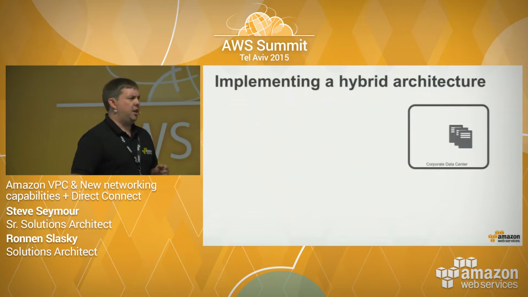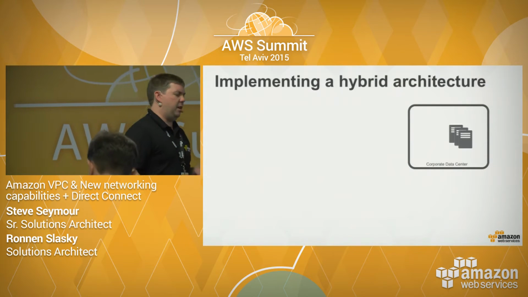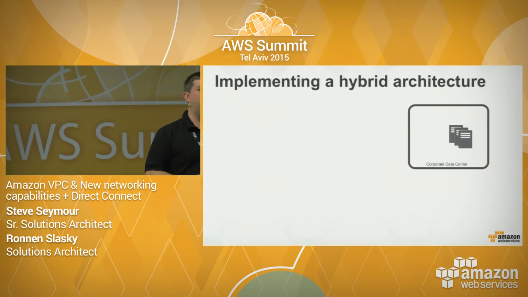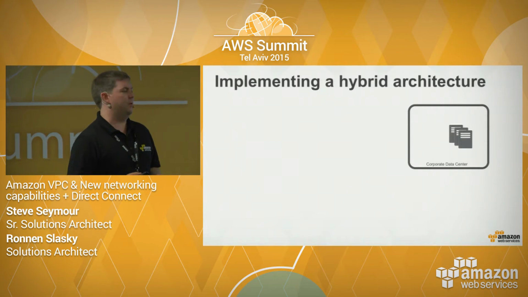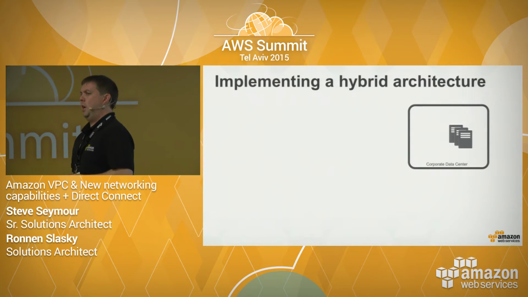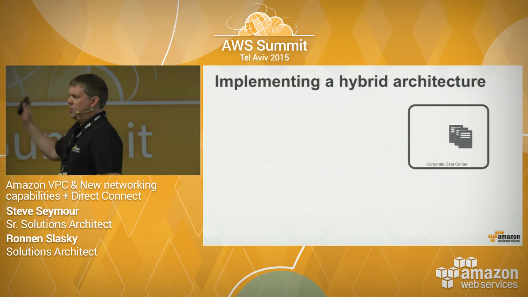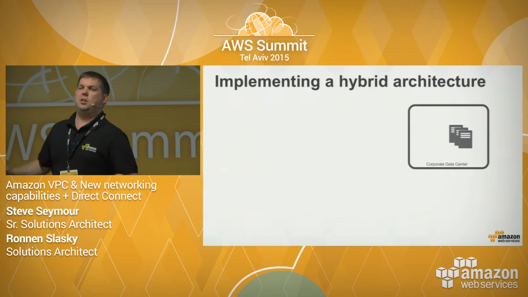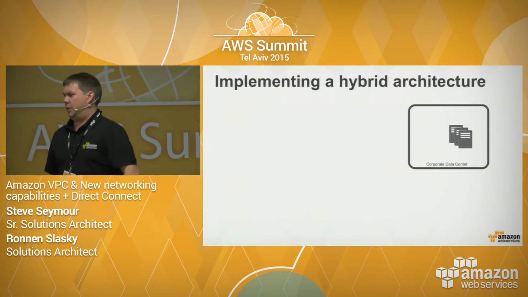So a typical conversation I have with customers talking about using VPC, using networking on AWS, typically starts with a hybrid conversation. So we have our corporate data center. We want to get started on AWS. How do we do that? So what we're going to be doing here is building up an architecture on the screen, and we're going to start with that corporate data center.